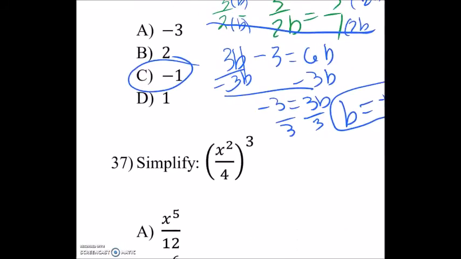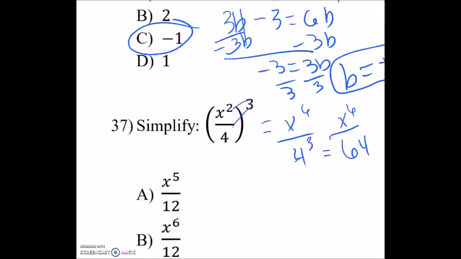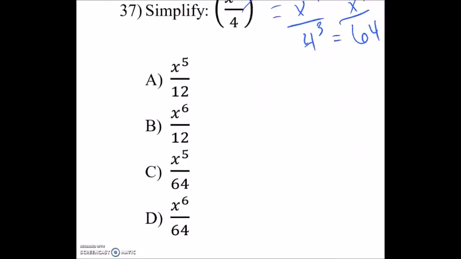This problem, we distribute this to both parts. It becomes x to the 6 over 4 to the third. 4 to the third is the same thing as 64. So the right answer for this problem would be D.